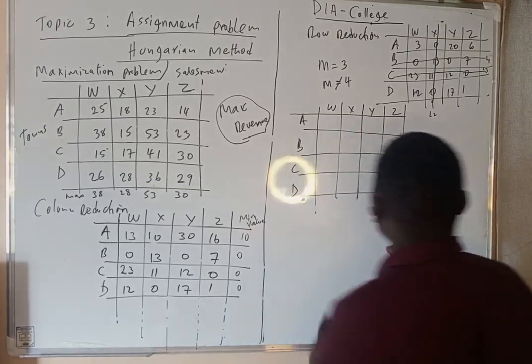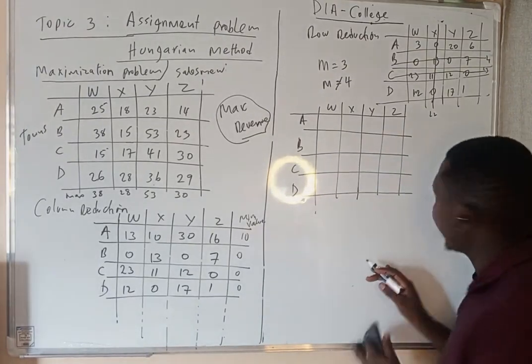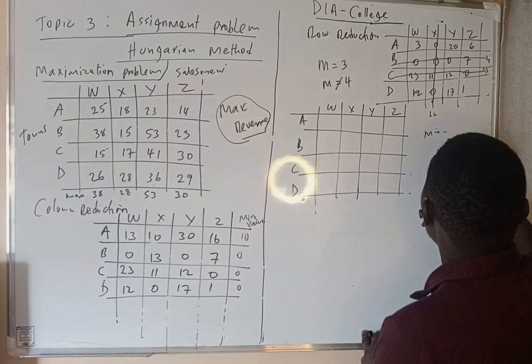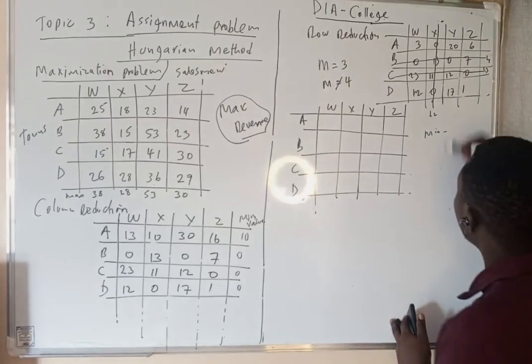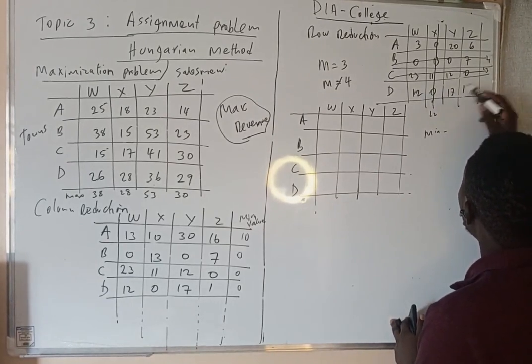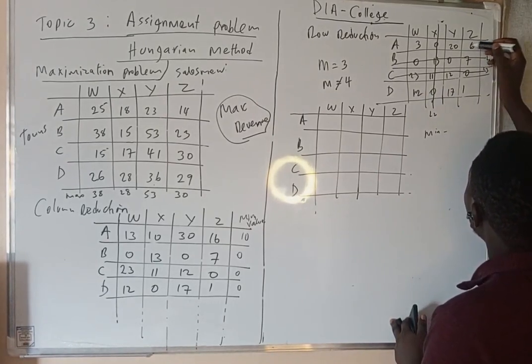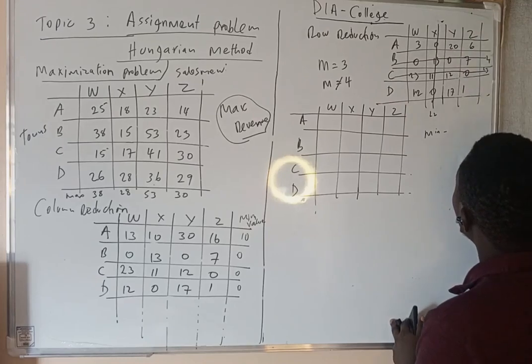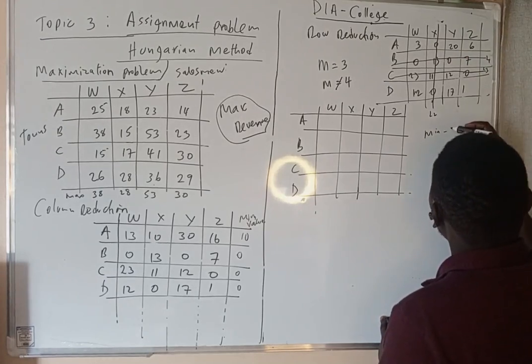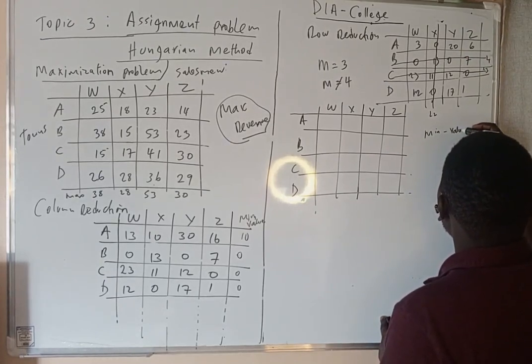In step number 4, we say that you need to identify the minimum uncovered value. So let's check those values which were not covered. So we have 12 here, I have 17, 1, I have 6, I have 20, I have 3. So the minimum value of course is 1. So minimum value x is equal to 1.